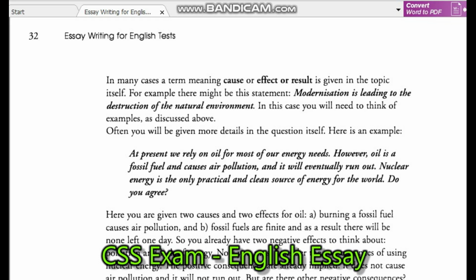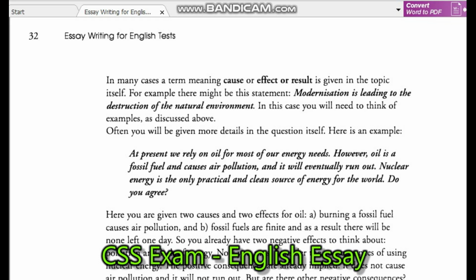Here is an example. At present we rely on oil for most of our energy needs. However, oil is a fossil fuel and causes air pollution, and it will eventually run out. Nuclear energy is the only practical and clean source of energy for the world. Do you agree? Here you are given two causes and two effects for oil.